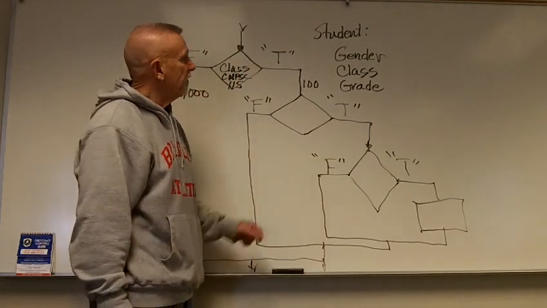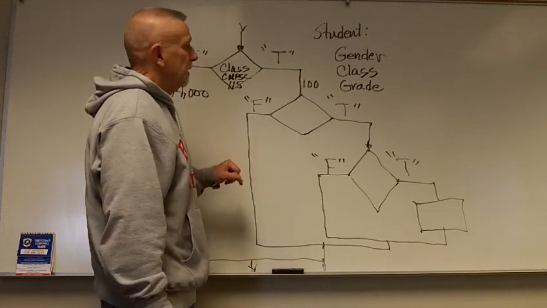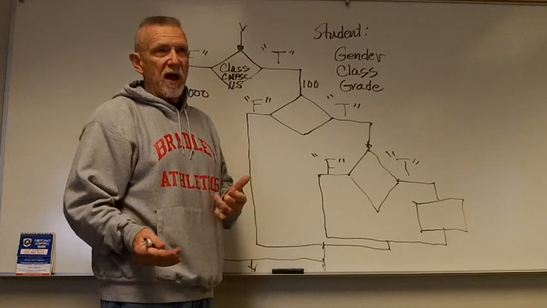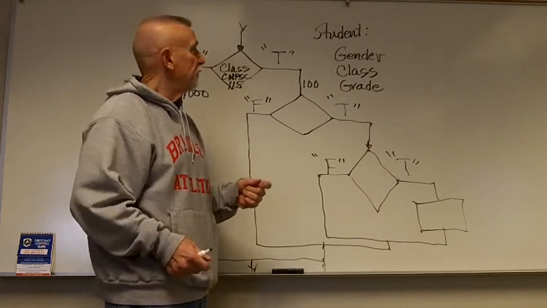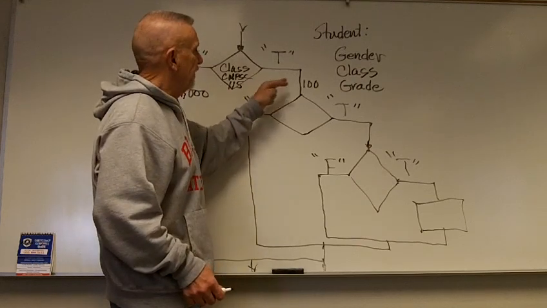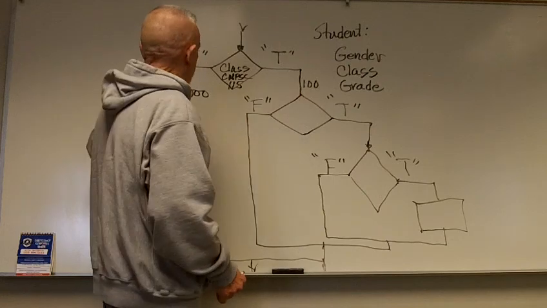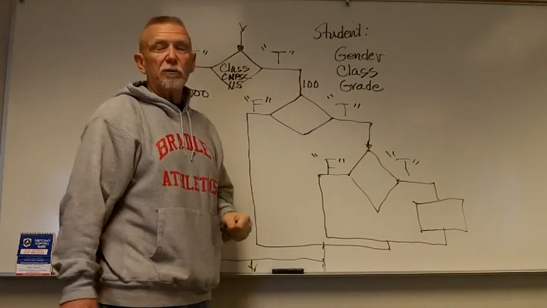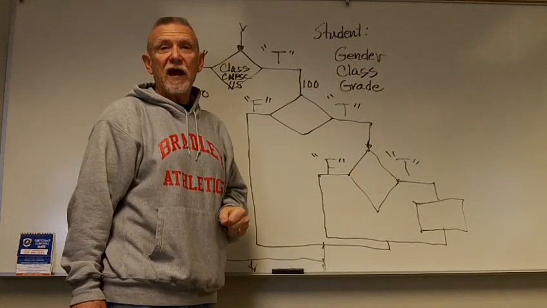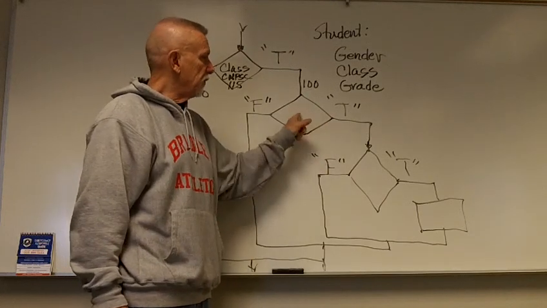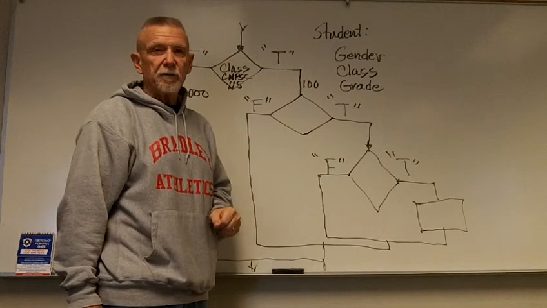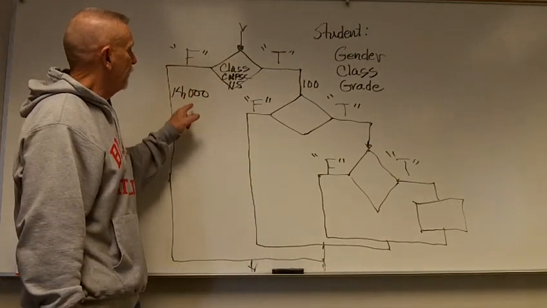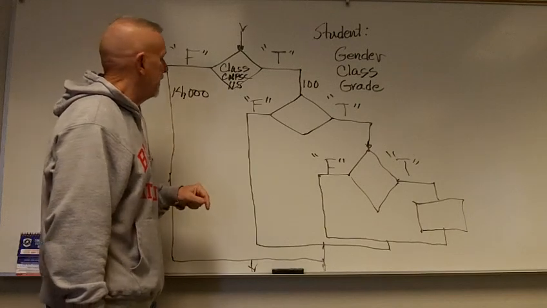If I would have tested for gender, at ICC there's a few more women than there are men, but it's pretty close. So I would have had, let's say, 7,000 going this way, 7,000 going this way. So now I'd have 7,000 people going to the true side, which would mean I'd have to do more separation here. By doing class first, I got rid of a lot more people.